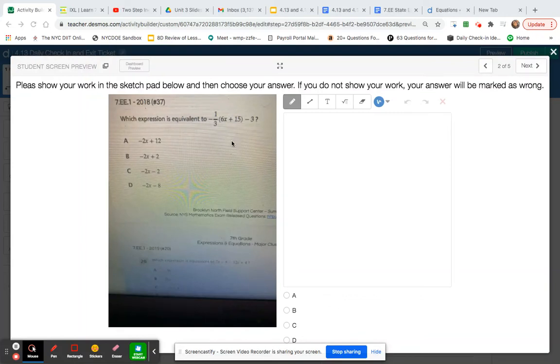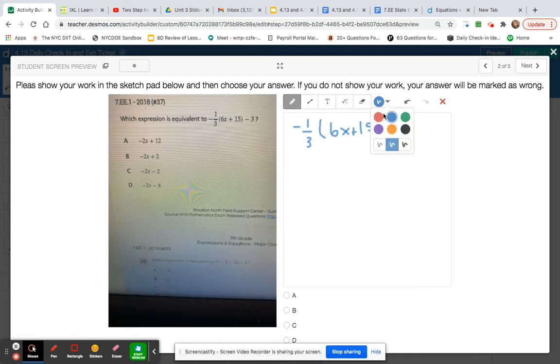Okay, so we have the following problem. It says which expression is equivalent to negative 1/3 times (6x + 15) minus 3. Okay, so the question is asking us which one of these answer choices is equal or equivalent to the following expression here. So we have negative 1 over 3 and 6x plus 15 in parentheses, and then we have a minus 3 outside.